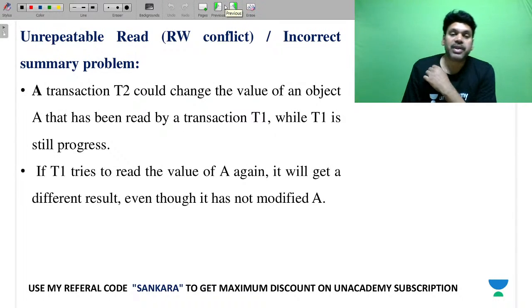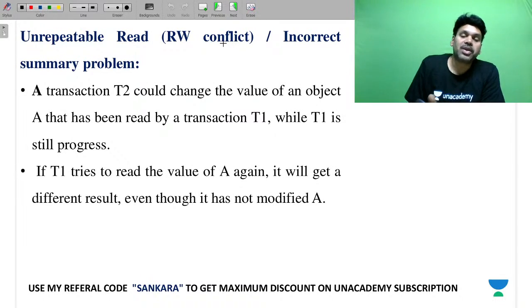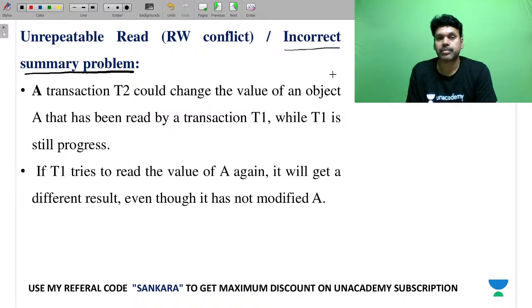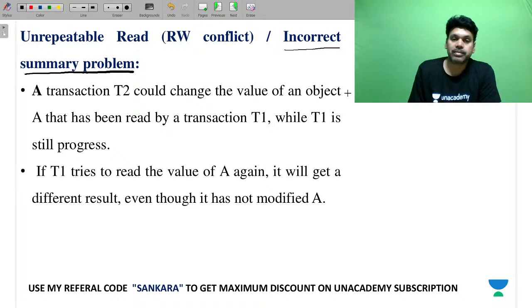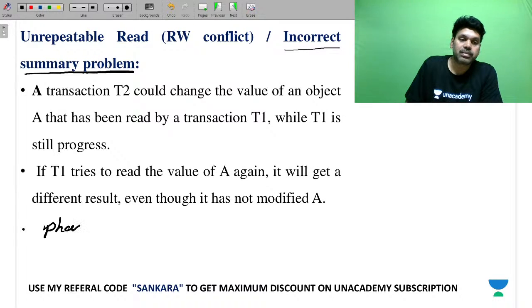And the other kind of conflict is the unrepeatable read. You cannot go to the previous value. It is also called the incorrect summary problem. And sometimes it may also lead to the phantom problem.